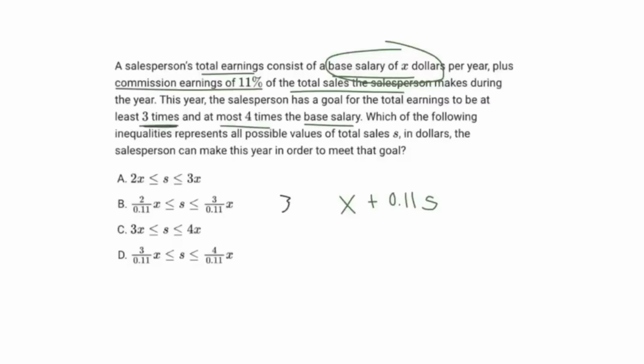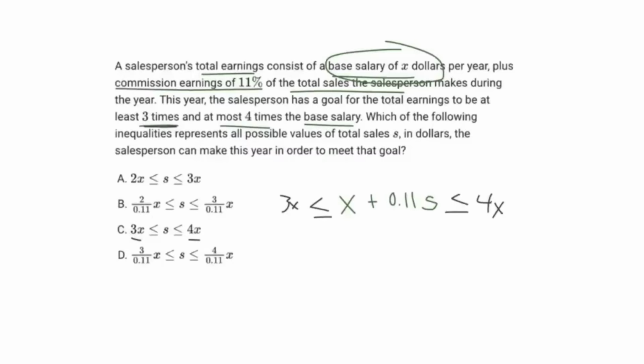So let's write 3x is less than or equal to our total earnings, and at most 4 times the base salary. So that's going to be less than or equal to 4x. All right, so now that we're looking at our answer choices, none of them actually line up, right? C is similar, with 3x and 4x, but it just has s in the middle, whereas we have x plus 0.11s. Therefore, in order to actually get an answer that matches up with one of the answer choices, we need to simplify this inequality.